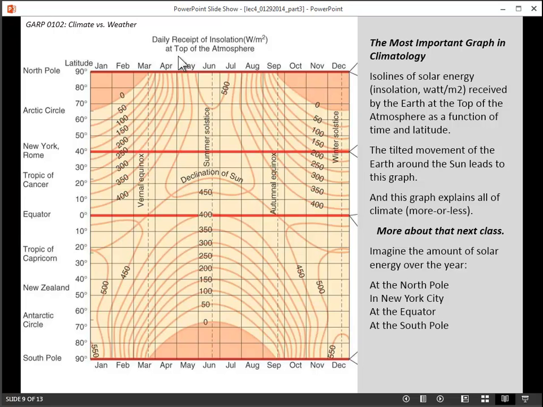Daily receipt of insolation at the top of the atmosphere. So that's the amount of heat, if you will, the units are watts per square meter, that arrive from the Sun at the top of the atmosphere. All right, fine. So that's good.